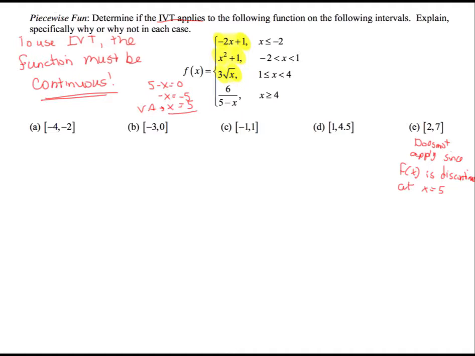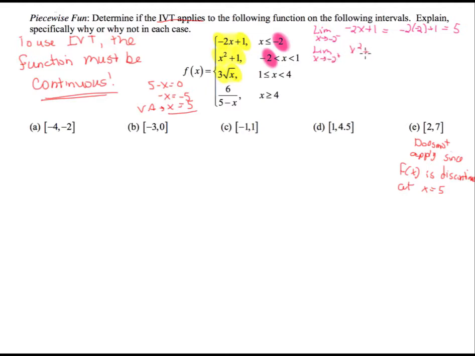Now, to look at part A, we need to figure out if the function is continuous from negative 4 to negative 2. Well, my only problem might be that endpoint negative 2. So I need to prove that it's continuous at that endpoint of negative 2. So to find the upper endpoint, I need to look at the limit as x approaches negative 2 from the left. And I get 5. Now, to do part A, I only need to know if the limit from the left is equal to the function value at that point.